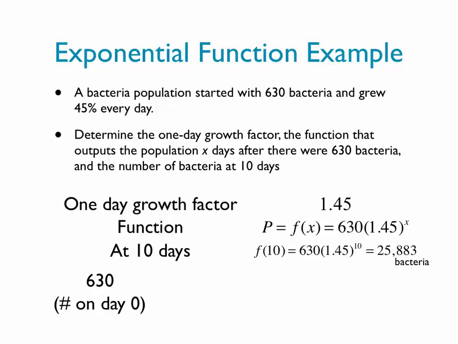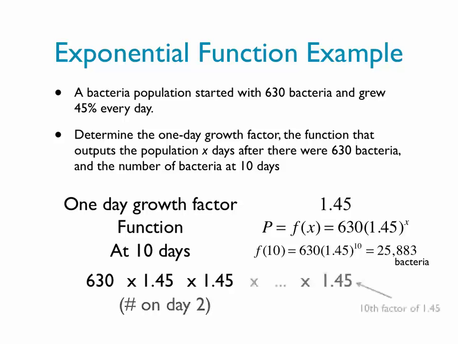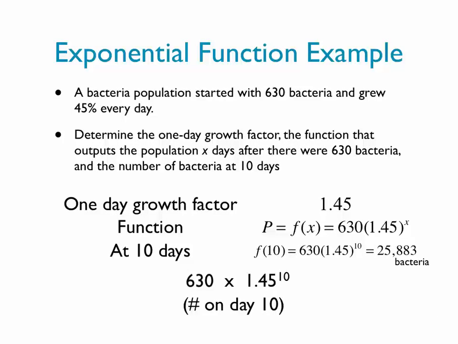Okay? So 630 on day 0, if I multiply it by 1.45, what does that give us? How many bacteria on day 1, right? The number on day 1. And if I do that again, the number on day 2. Because the growth factor is the multiplier on some output, it'll give you the next output. In this case, bacteria on the next day. So we're going to multiply by 1.45 10 times. And we just have a shorthand way of writing that. Right? So multiplying by 1.45 10 times is 1.45 to the 10th.